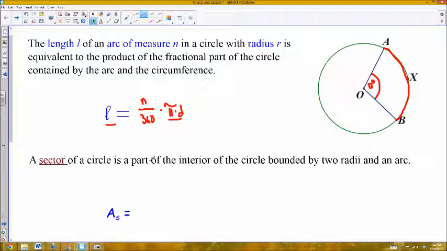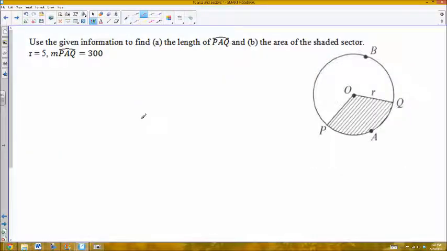Similarly, the sector area of the circle is basically the area of this shaded region that I'm shading in here. If I want that area, I could take the total area of the circle, which is pi r squared, and again multiply by the ratio or the fraction of the circle that I currently have, which is n degrees out of 360.